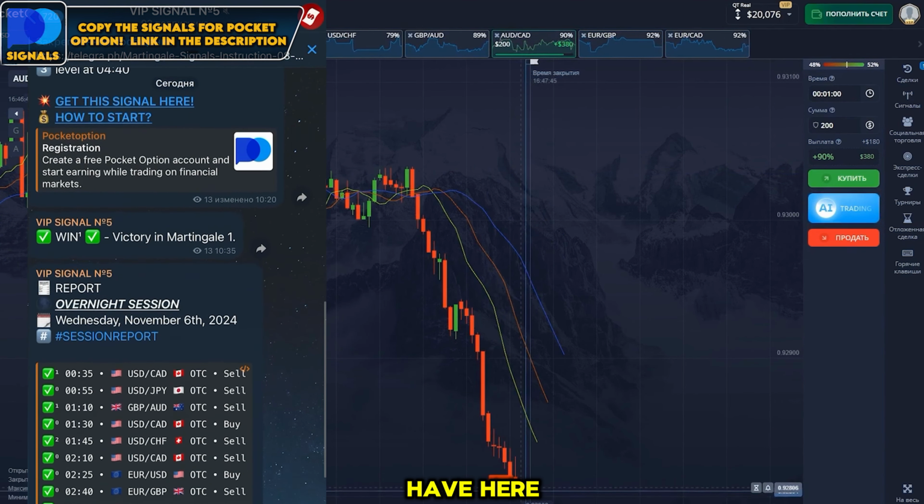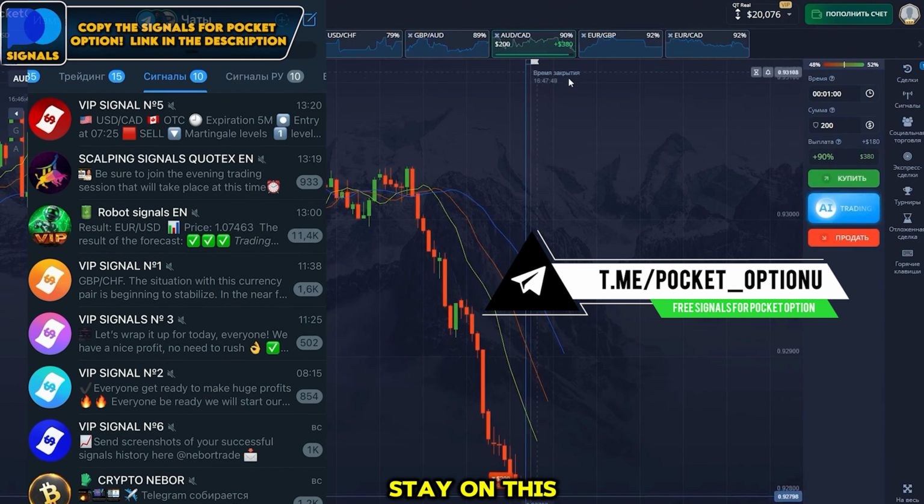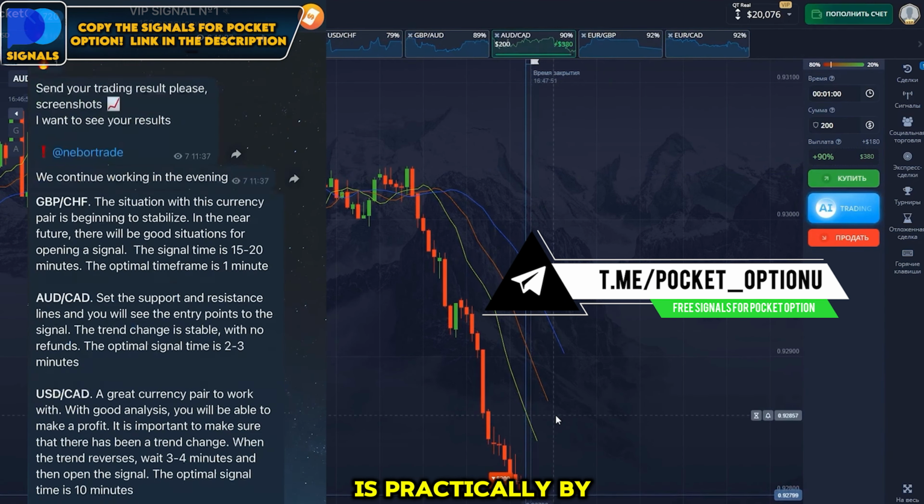Here, what do we have? Here, our first trade is closing in profit, basically. We can stay on this asset as everything here is practically by the book.